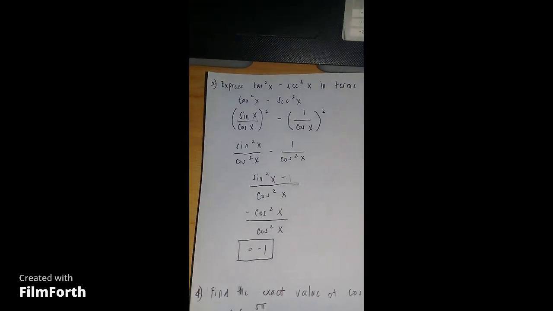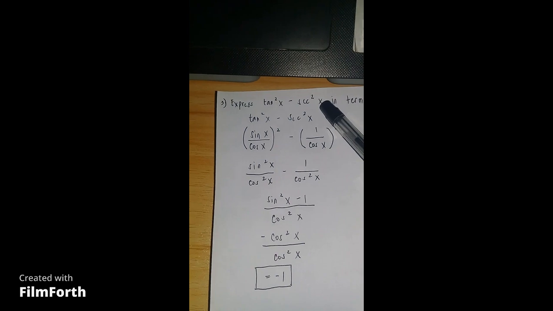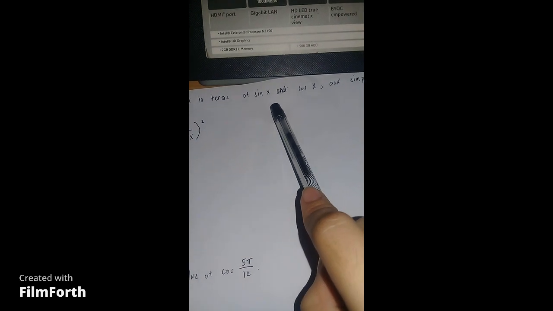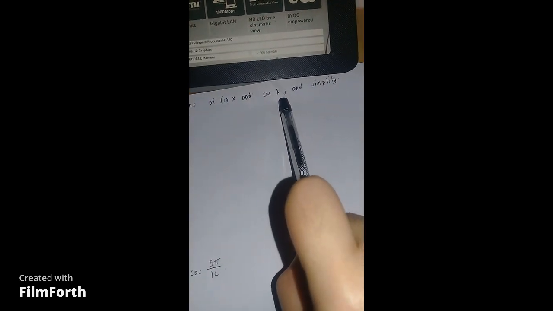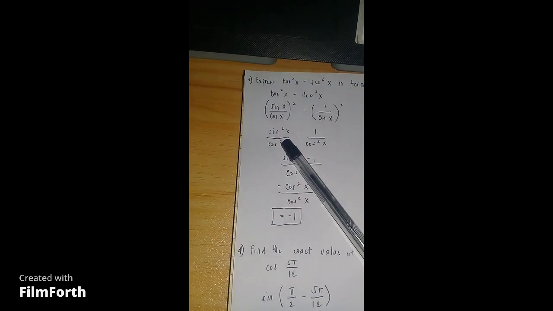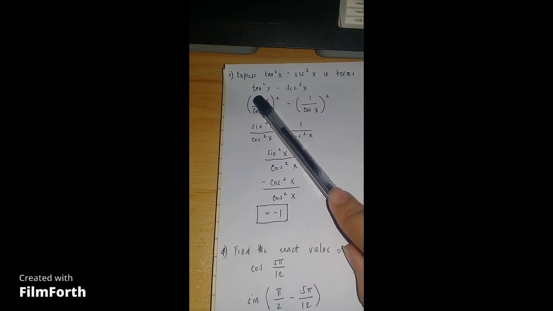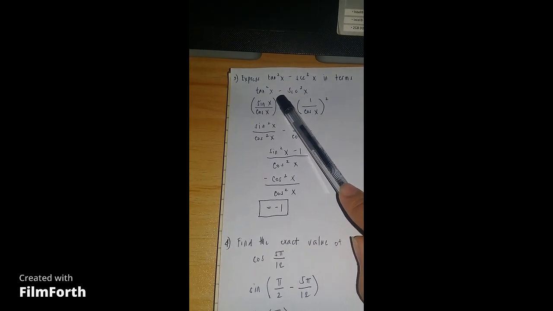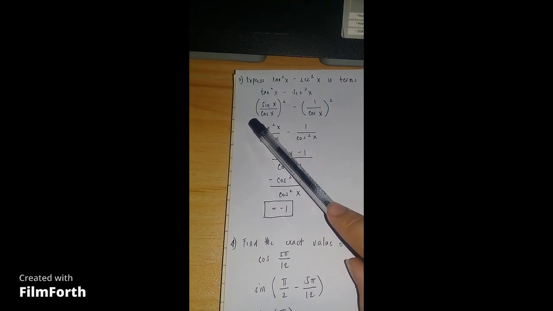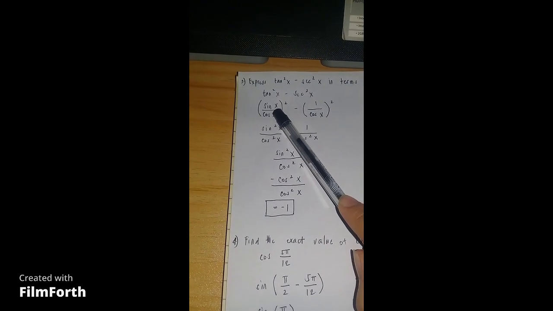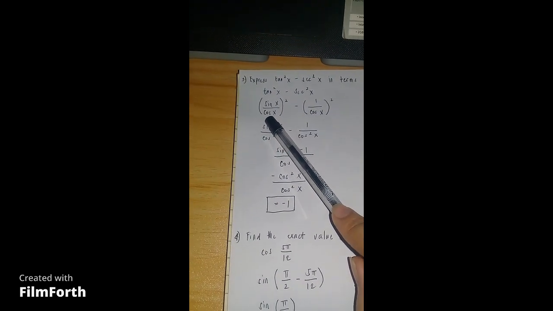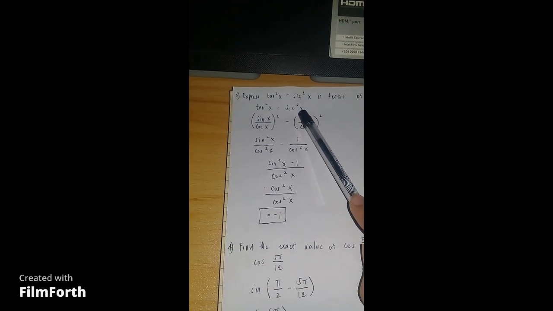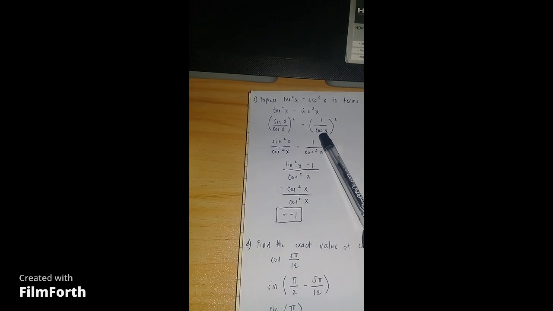So let's go to number 3. Express tan squared x minus secant squared x in terms of sine x and cos x and simplify. So we copy the given problem: tan squared x minus secant squared x. The value of tan squared x is sin x over cos x squared, minus, and our secant squared x is 1 over cos x squared.